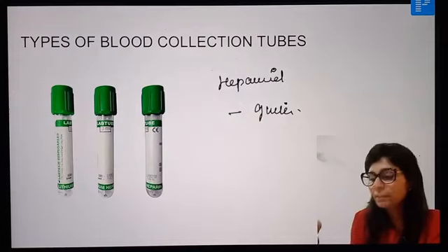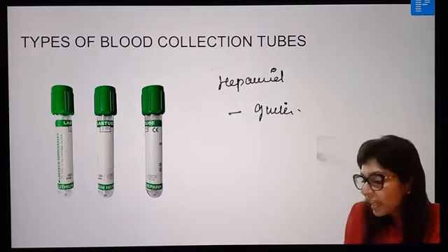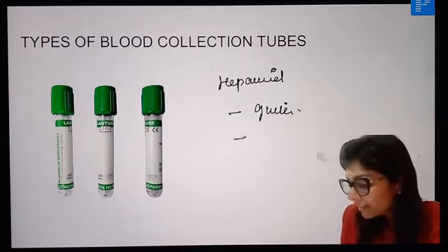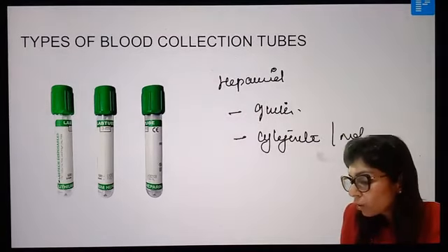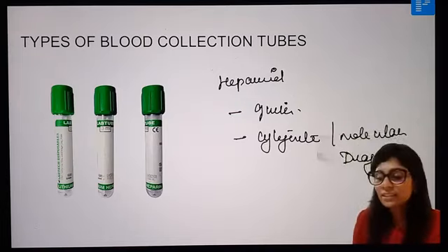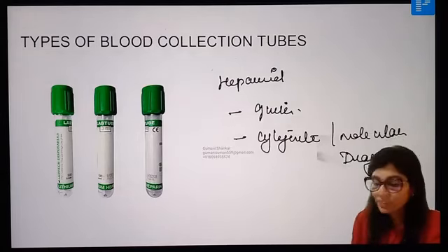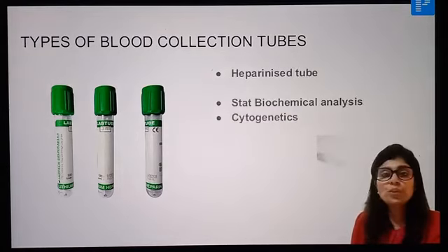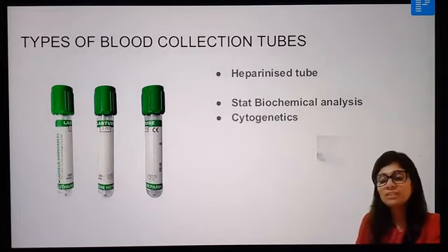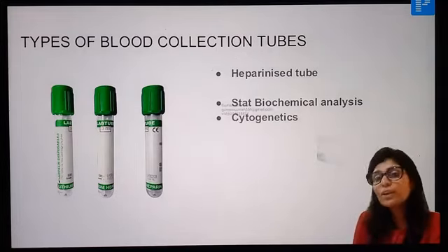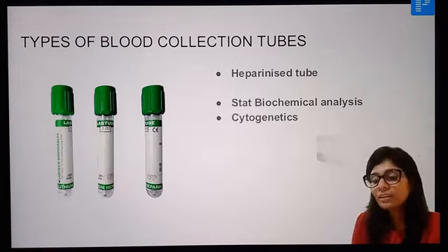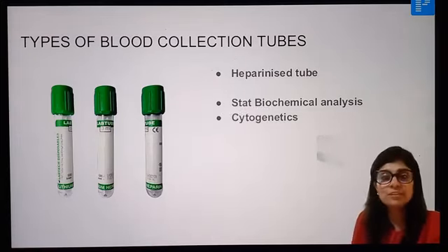Example, TROP-T. Excellent, Mary. And not only for stat biochemical analysis, even for cytogenetics or molecular diagnostics, right? Whenever DNA has to be extracted or RNA has to be extracted, it has to be a heparinized tube. So when will you use the heparinized tube? Whenever quick biochemical analysis needs to be done, or whenever DNA or RNA has to be extracted. For cytogenetics or for molecular diagnostics, it's a heparinized tube.